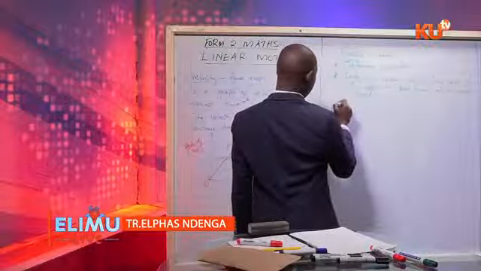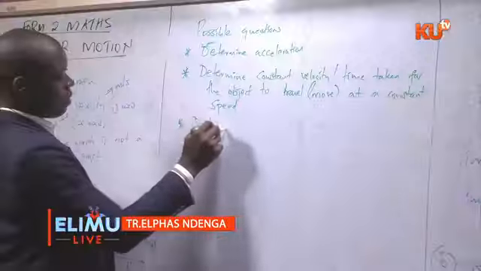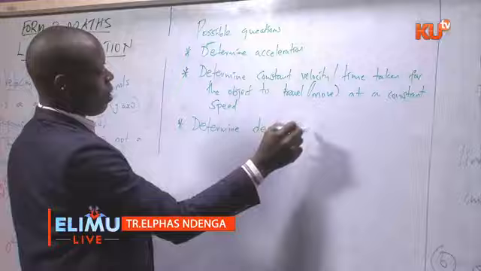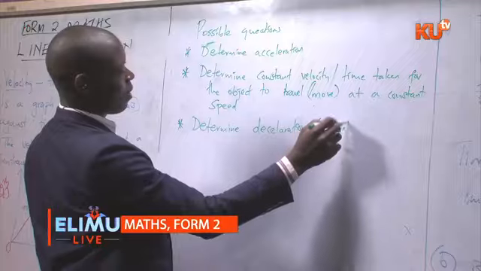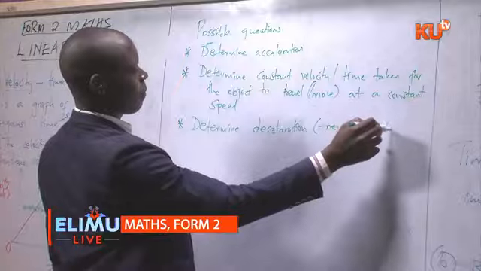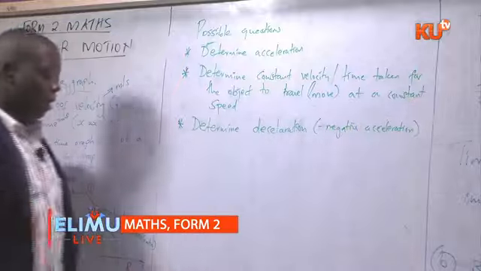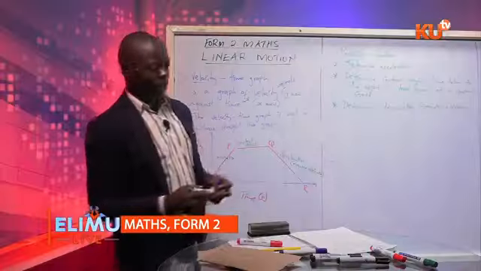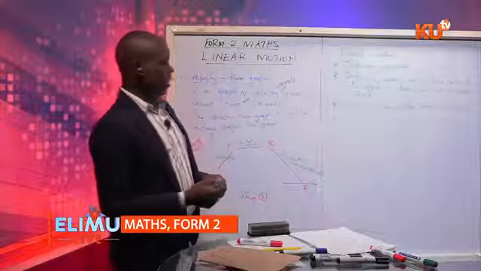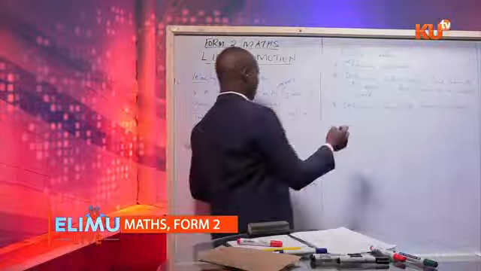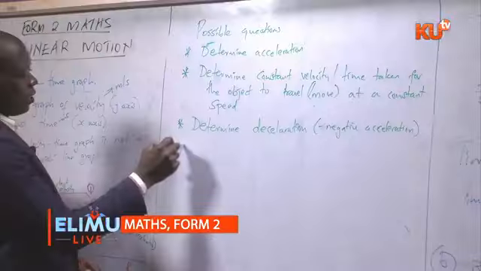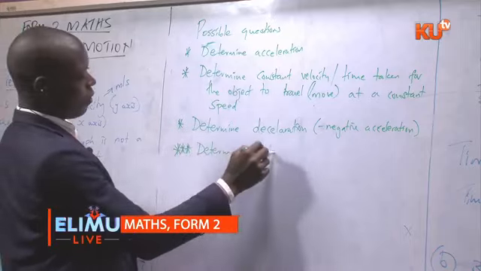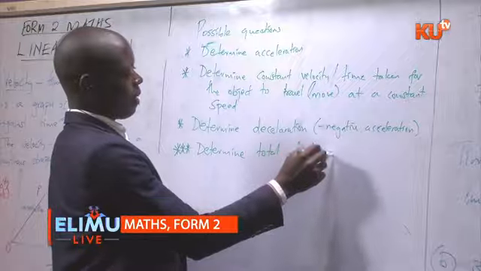And then lastly, they may ask you to determine the deceleration or the negative acceleration. Or you may be asked to account for why this is negative. Those are the possible areas that we may be asked from this diagram, plus the fourth one, where you may be asked to determine the total distance covered.